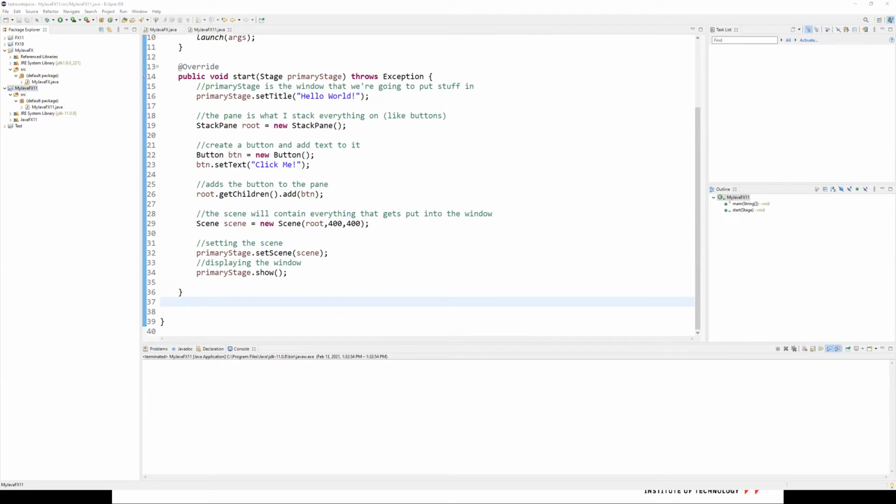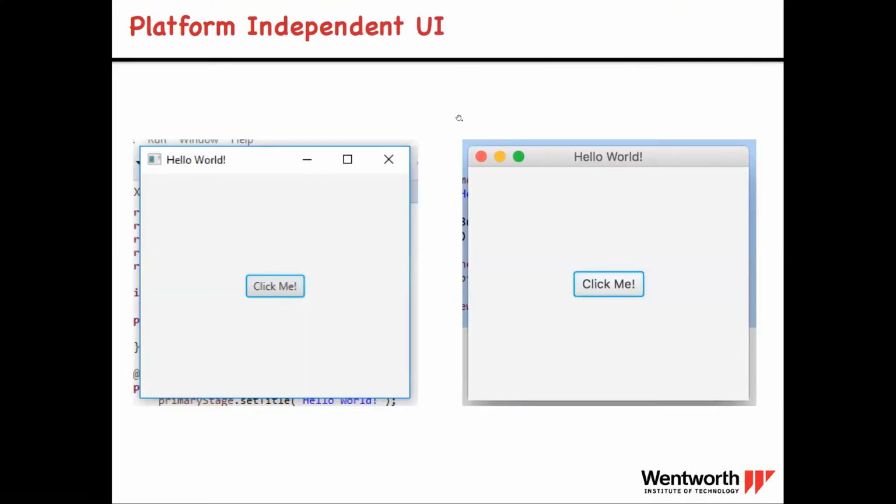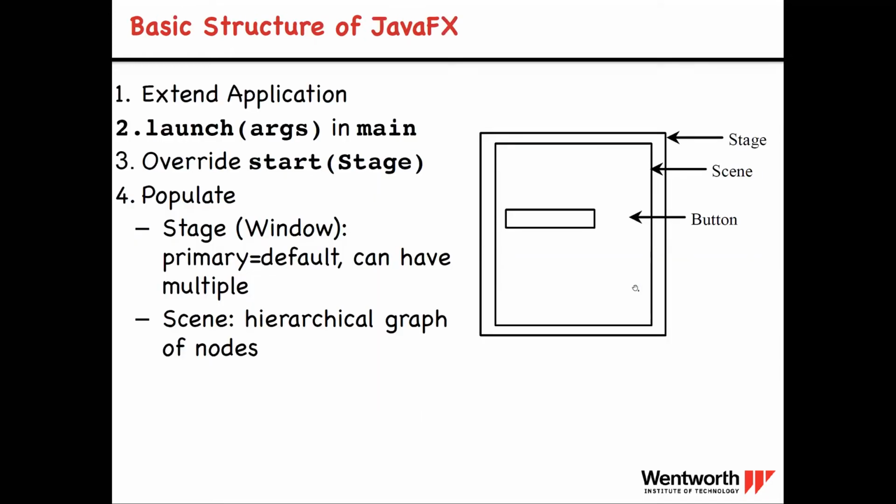All right. So let's get back to talking about JavaFX and sort of how it works. So it is platform independent. If you're on Linux, if you're on Mac, if you're on Windows, you're going to get the same sort of look, just with the appropriate decorations, so the appropriate bar stuff at the top, and the appropriate looking buttons for that operating system. So the basic structure is this: you extend Application. In main, you change main to have one line, launch(args).